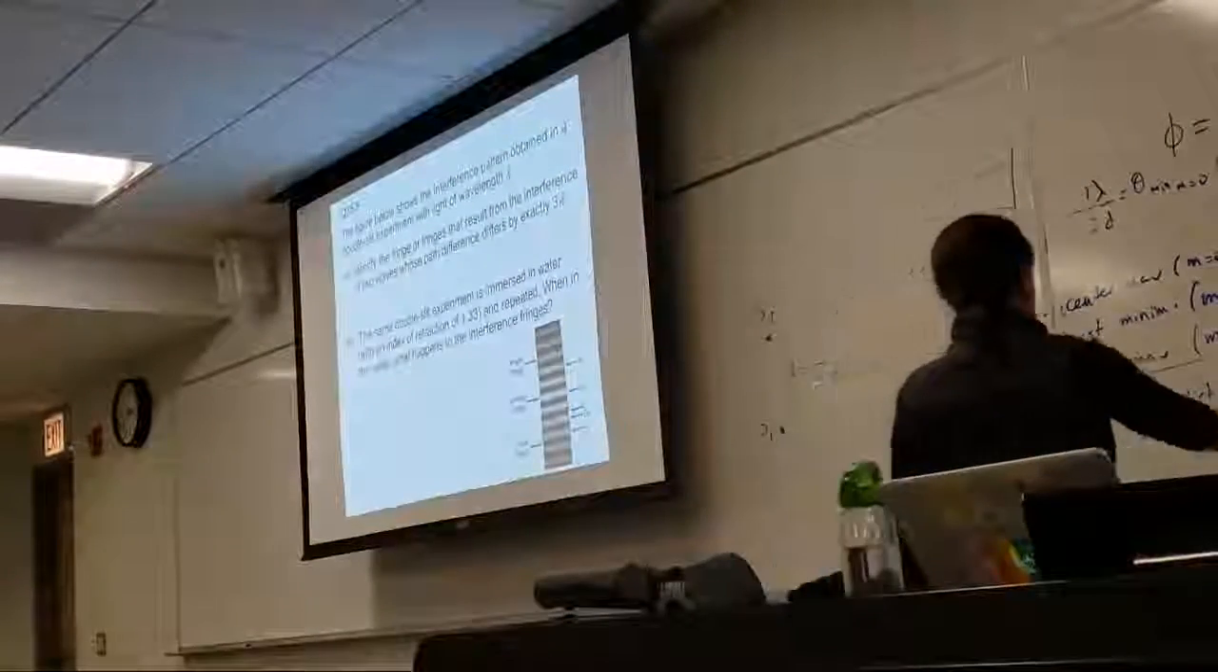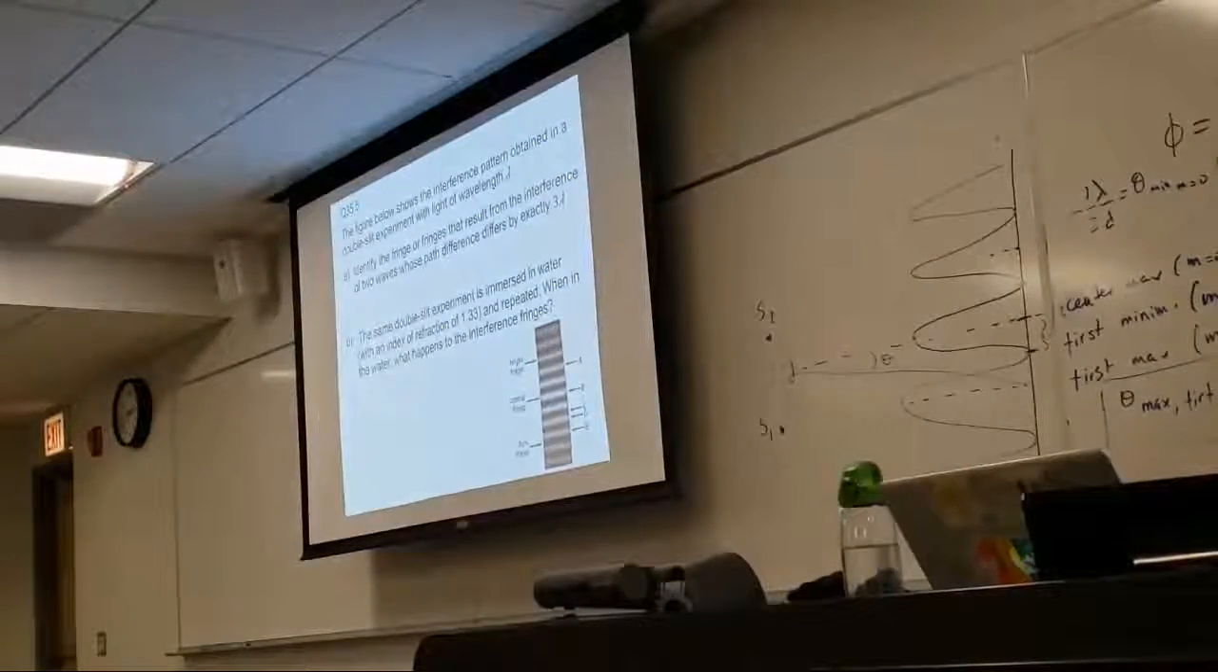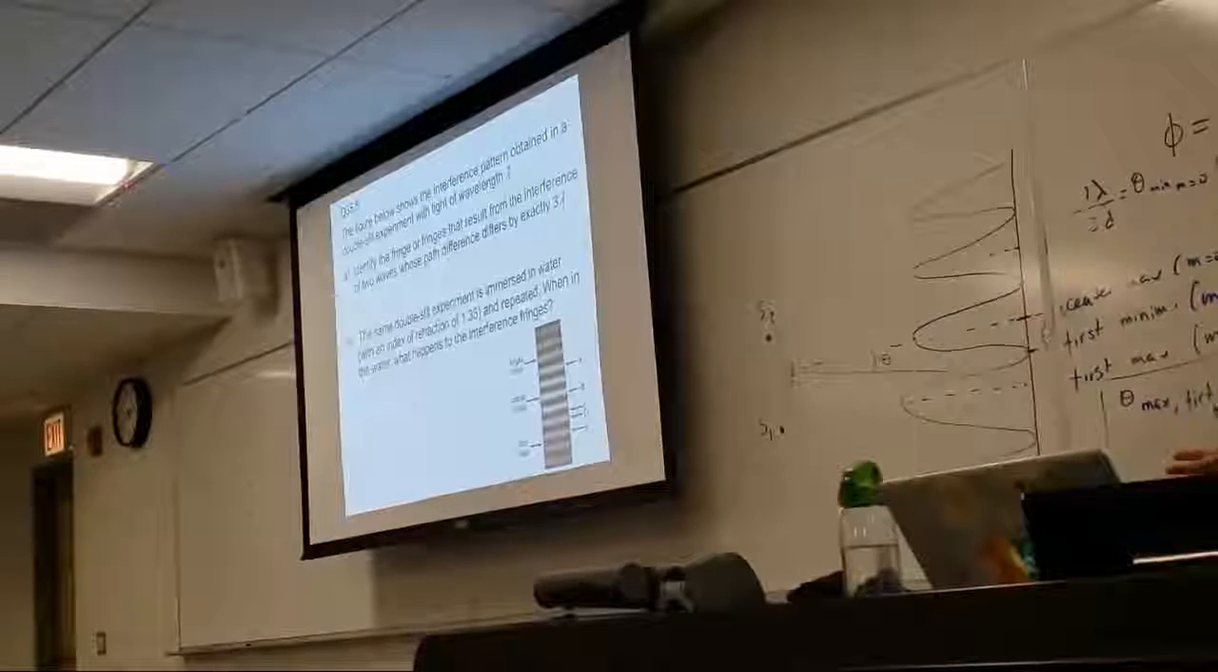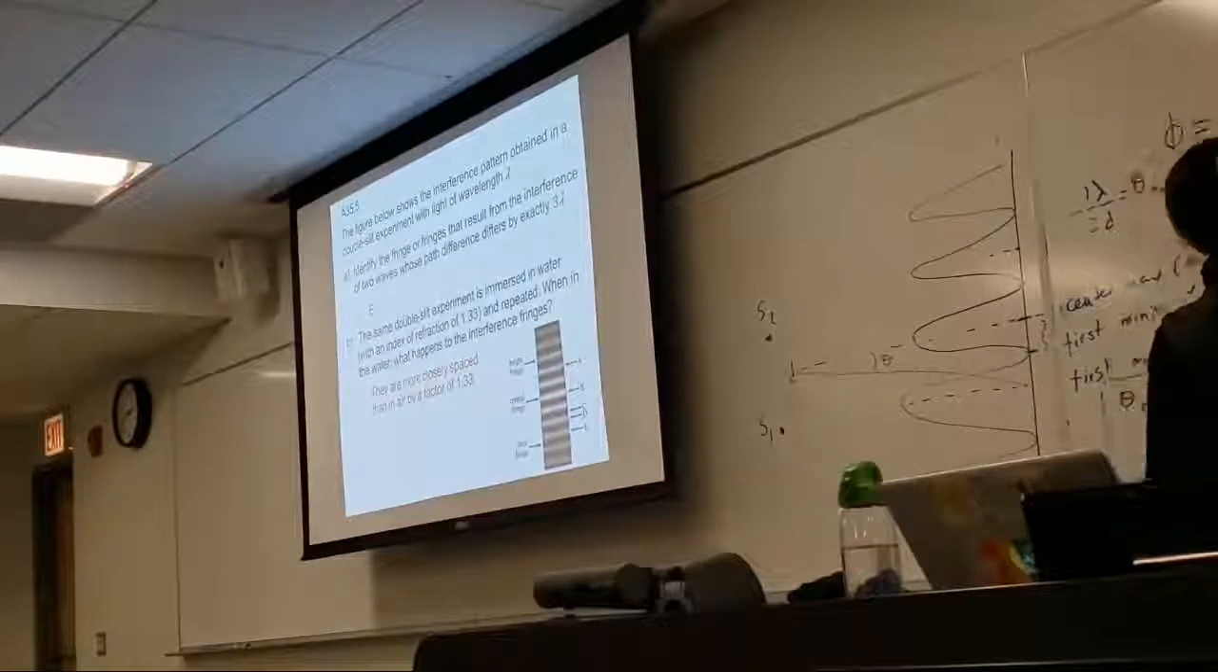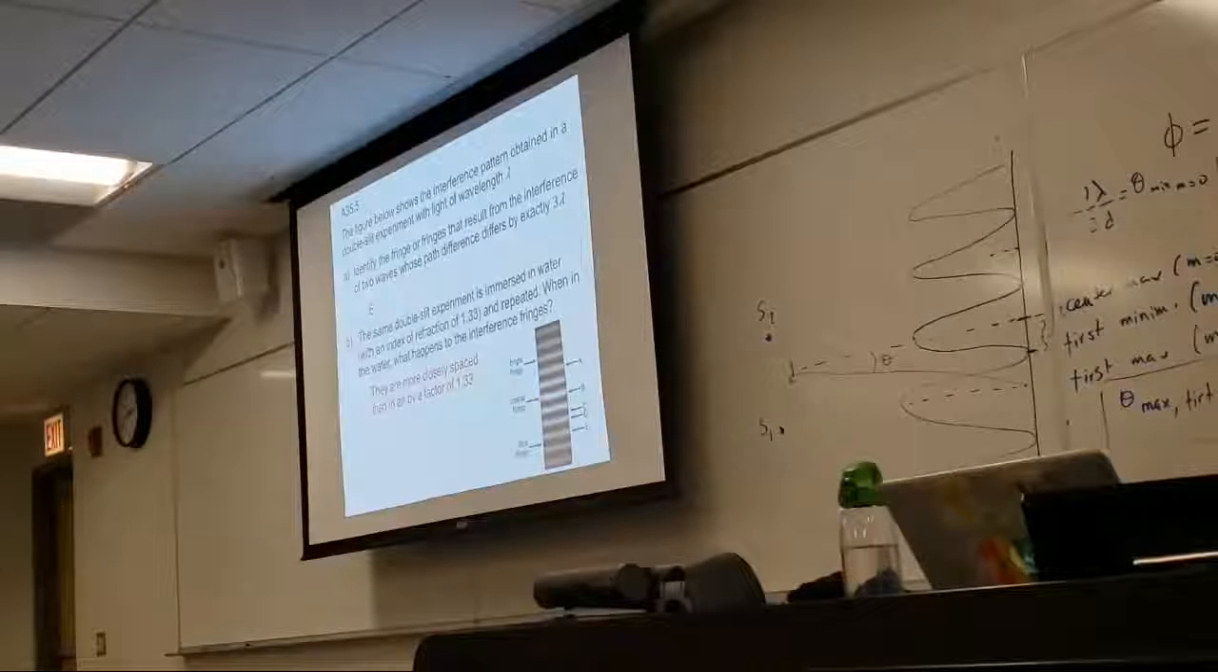So what happens to the fringes? Let's look at the first fringe. If the lambda becomes smaller, then what happens to the first maximum? It gets closer to the central fringe. So it goes in, right? Exactly right. They're more closely spaced, the maximums, by that factor of n. The new lambda is equal to the lambda in vacuum over the index of refraction.